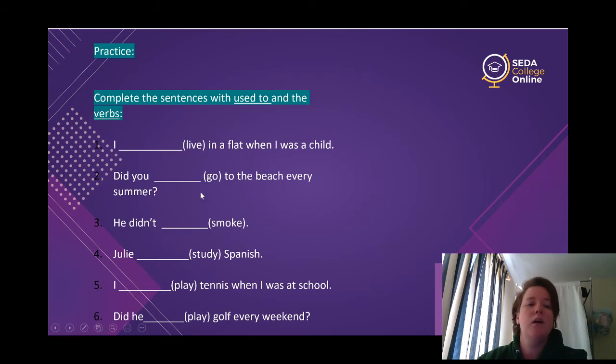Okay, so number 1. I live in a flat when I was a child. Did you go to the beach every summer? He didn't smoke. Julie studies Spanish. I play tennis when I was at school. And then the last one is a question, okay? Did he play golf every weekend? All of these are okay if you're talking about the present simple. But I want you to use "used to" with each verb, okay? So you're only writing the number and then whatever comes after, okay?